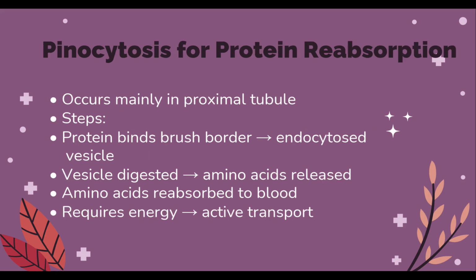Pinocytosis is for protein reabsorption. This occurs mainly in the proximal tubule. The steps are: the protein binds to the brush border, is taken in by an endocytic vesicle, and the vesicle is digested. When the vesicle is digested, amino acids are released. The amino acids are reabsorbed to the blood, and this process requires energy. So this is active transport.